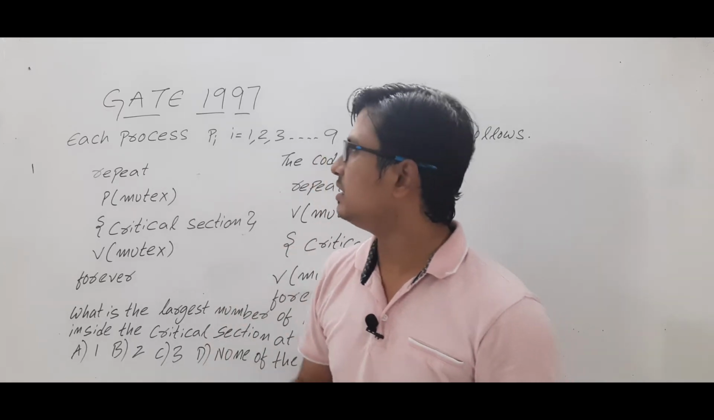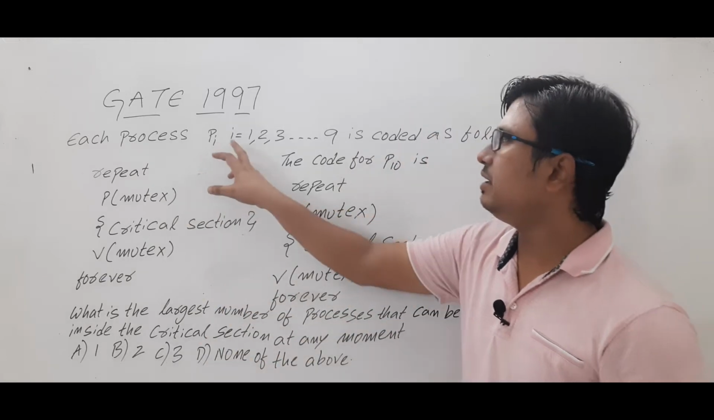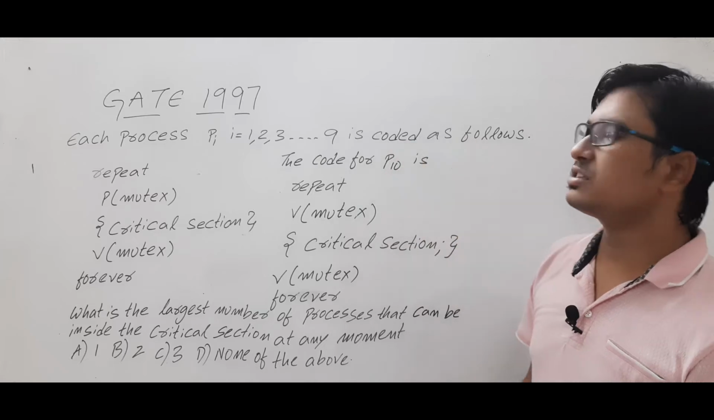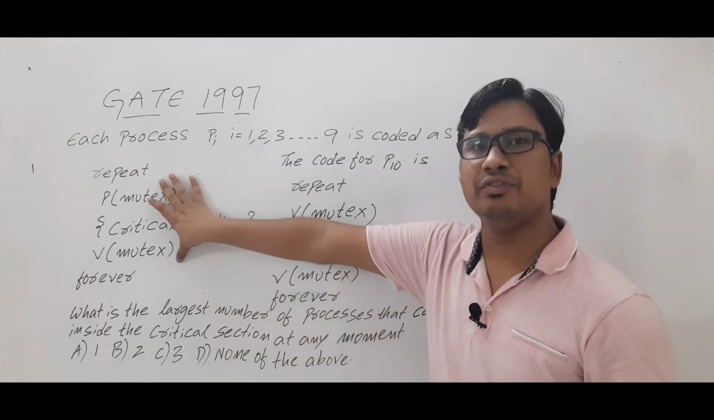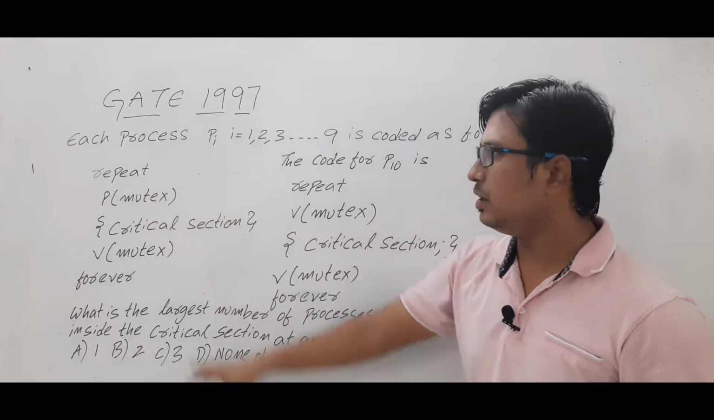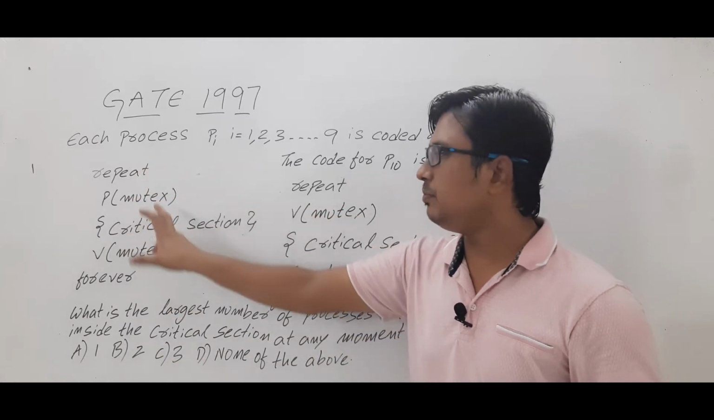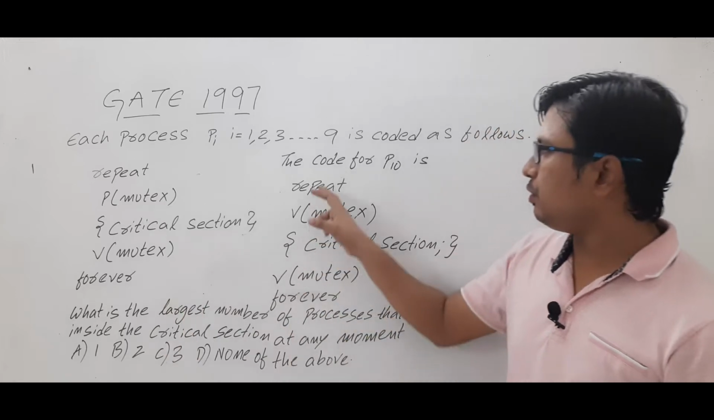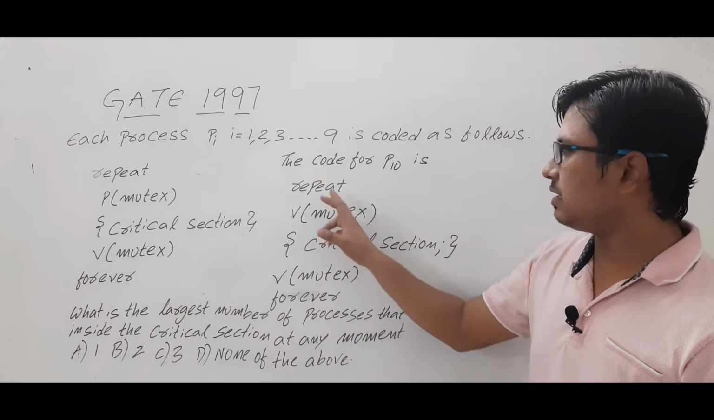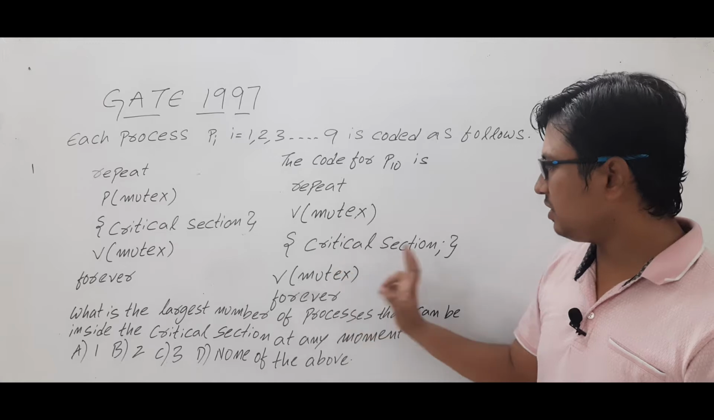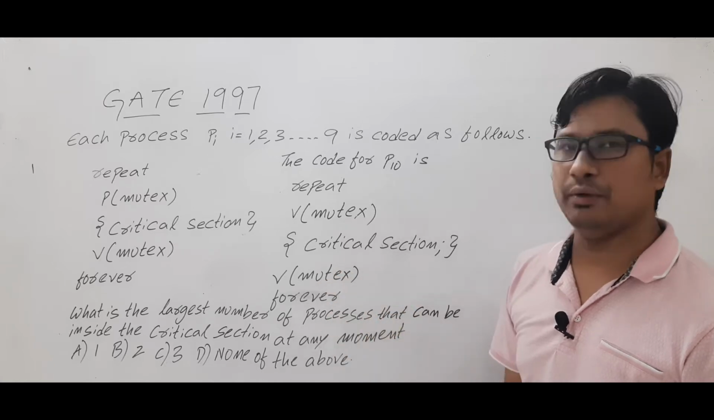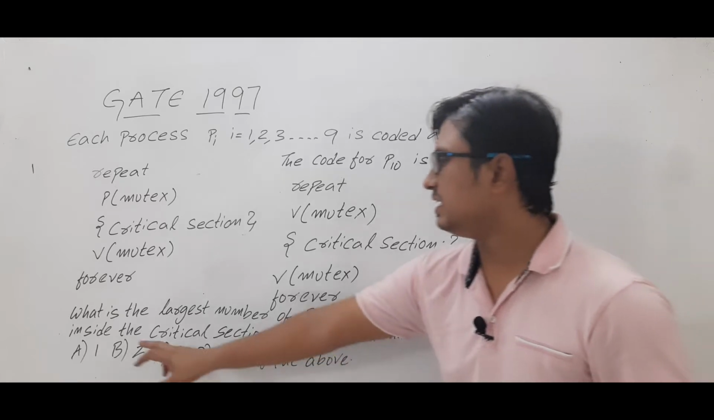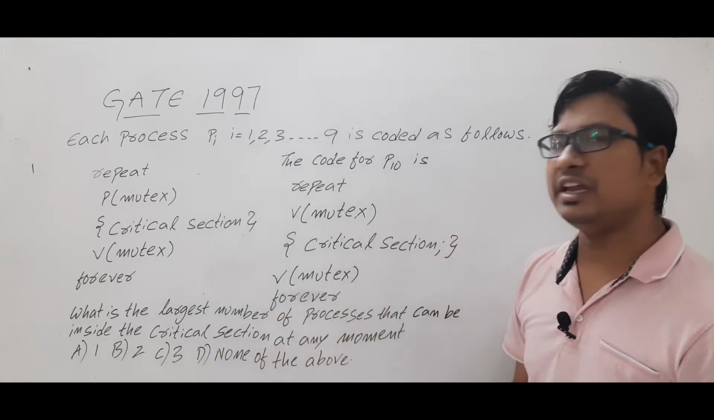Look at the question. Each process Pi, where i is equal to 1 to 9, is coded as follows. So this is the code for the processes P1 to P9. Look at the code: repeat, P(mutex), critical section, V(mutex), forever. Now the code for process P10 is: repeat, V(mutex), critical section, V(mutex), forever. What is the largest number of processes that can be inside the critical section at any moment?